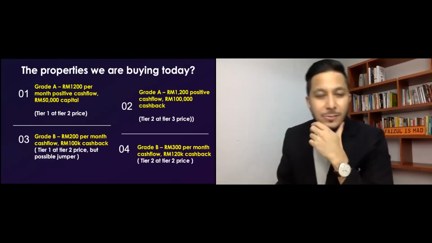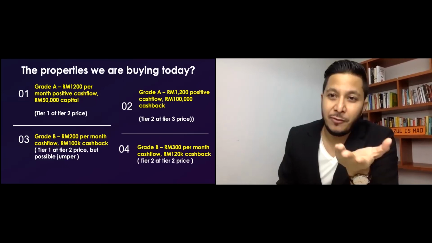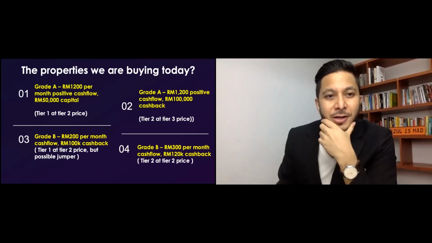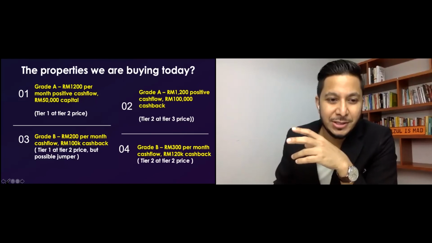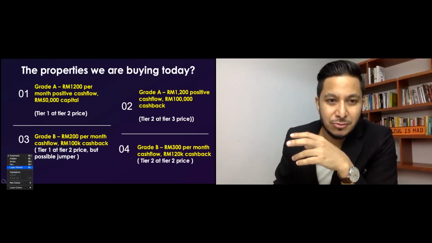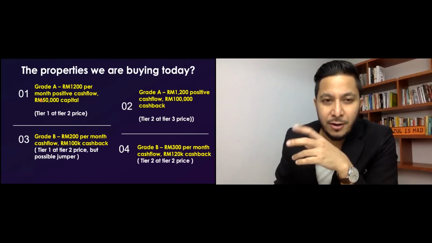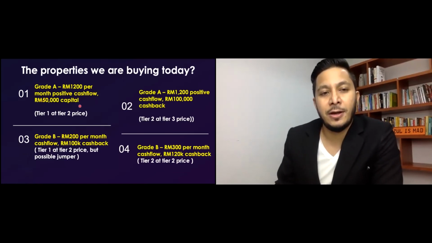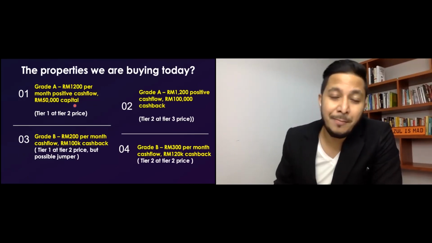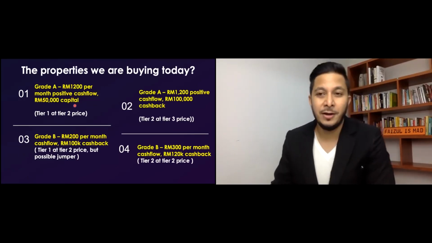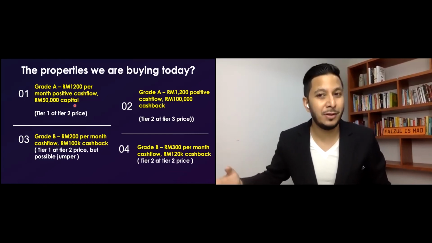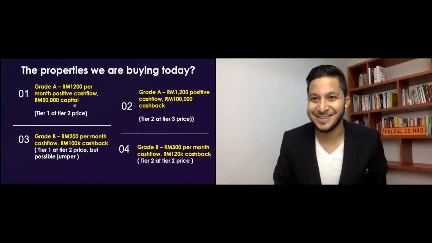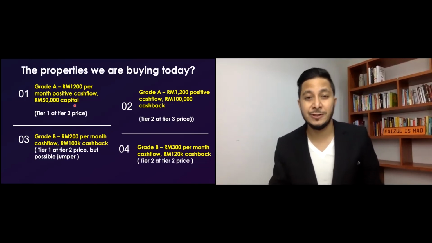So today, what are the properties that we are buying? How do they compare compared to tier? We've always shown these 4 properties, right? So just to share a little bit, this one, the first property that we are basically buying a tier 1 location, but we are buying at tier 2 price point. Because why? Averagely, tier 1 is about 900,000 to 1 million. We're buying 600,000, right? So we're buying at tier 2 prices, right?